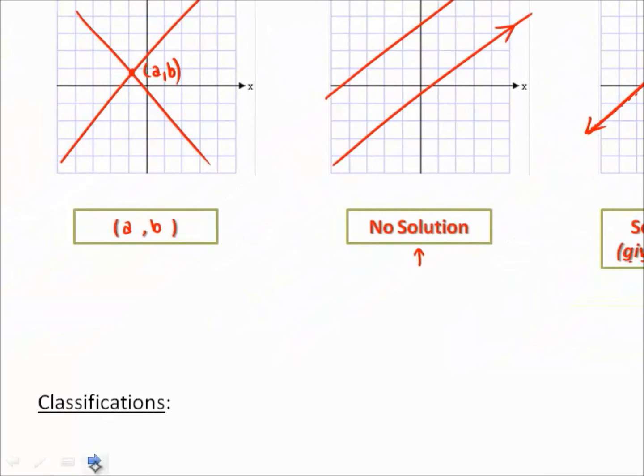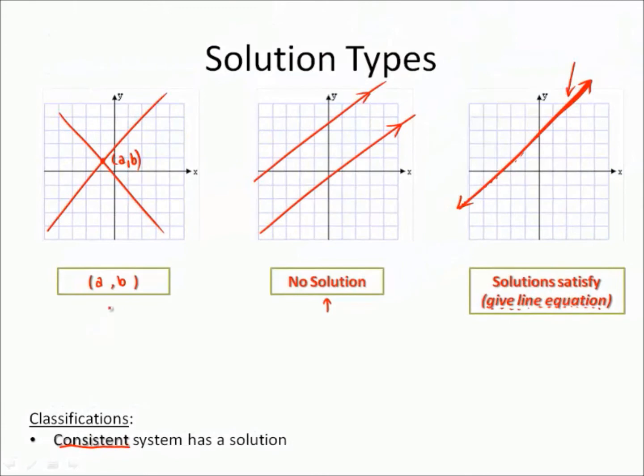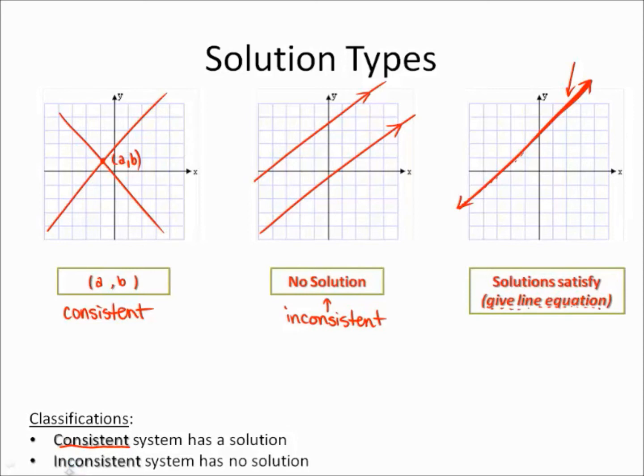We have some further classifications here. One is that a consistent system has a solution. So let's classify these answers. The green boxes would be the answer that you would provide. But is this first system consistent? Well, it has a solution, so yes, it is consistent. The second one is inconsistent, because it has no solution. And the third one has a solution. It actually has an infinite number of solutions, but as long as it has a solution, it is consistent.